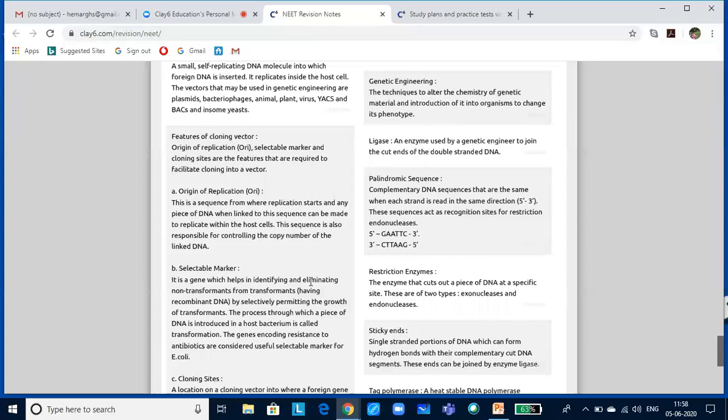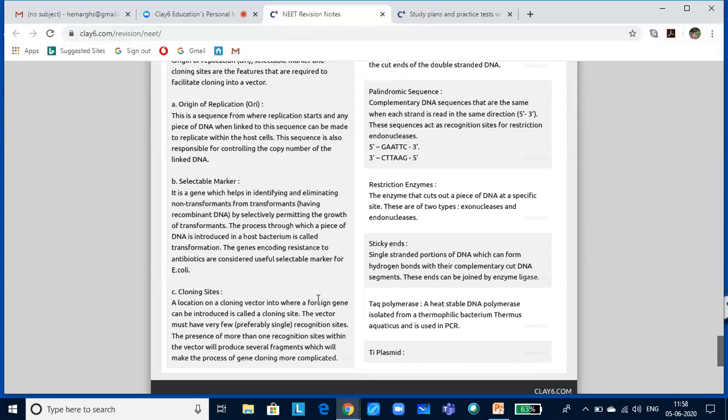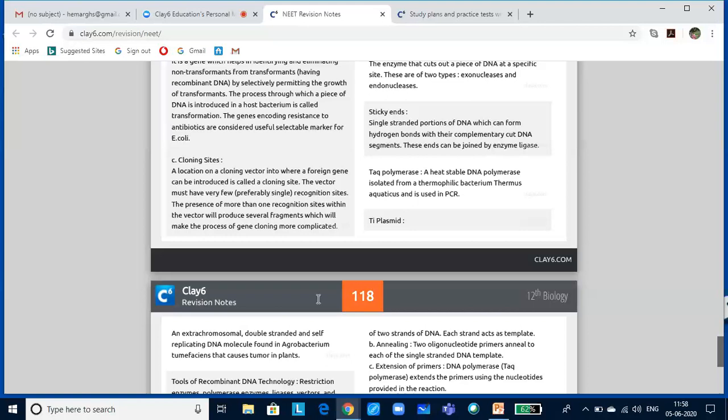Next is the selectable marker. It is a gene which helps in identifying and eliminating non-transformants from transformants by selectively permitting the growth of transformants. The process through which a piece of DNA is introduced into a host bacterium is called transformation. The genes encoding resistance to antibiotics are considered useful selectable markers for E. coli. Next is the cloning site. A location on a cloning vector into which a foreign gene can be introduced is called a cloning site.